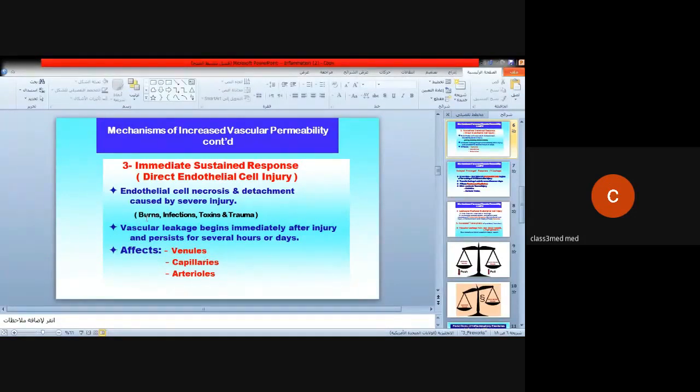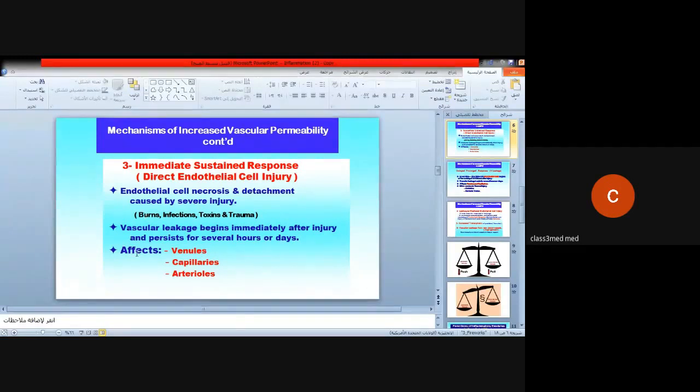So the cause of death in burns in the first day or second day is this mechanism, leading to hypovolemic shock or circulatory collapse. So the patient with burns should be treated immediately by IV fluid or plasma to replace the loss of plasma from the wall of blood vessels.